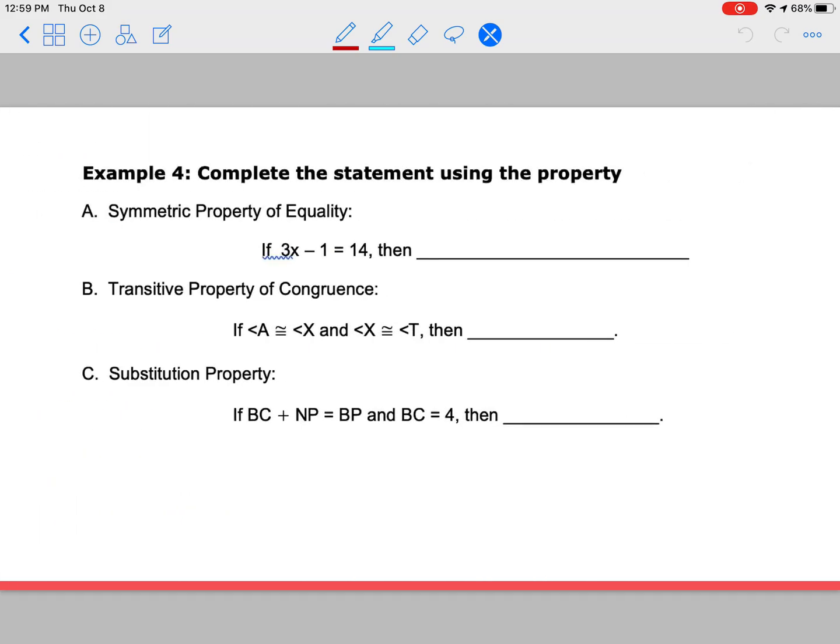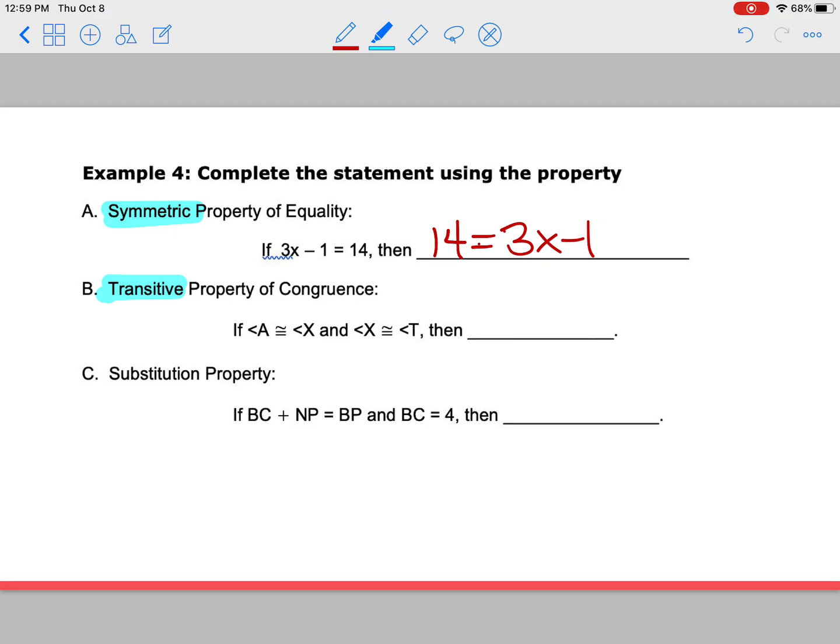Okay, last little bit here, just kind of practicing the different properties. So the first one they want us to practice is symmetric. Remember, symmetric is just a flip. So if we know that 3x minus 1 equals 14, then we can flip it and say 14 equals 3x minus 1. The next one they want us to practice is transitive.